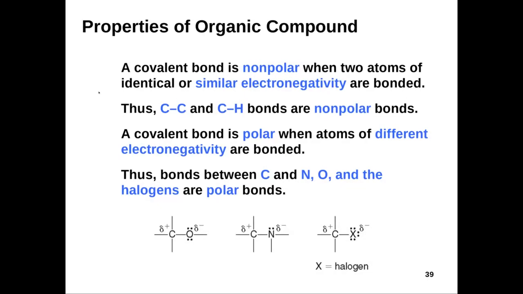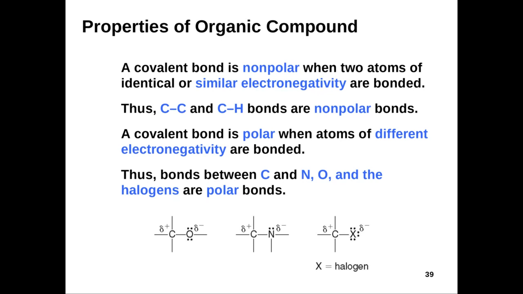Those are always going to be nonpolar. Why? Because carbon and carbon obviously have the same exact electronegativity. And CH bonds have very, very similar electronegativity between the carbon and the hydrogen. So they create these non-polar bonds. Now, we have polar bonds when the electronegativity is starkly different between the two atoms.